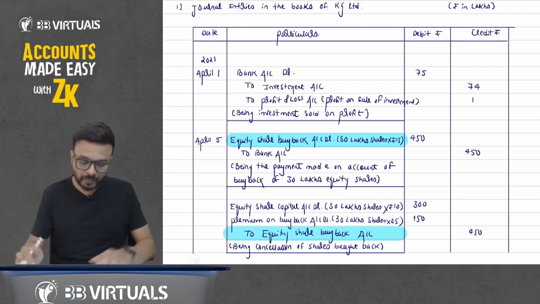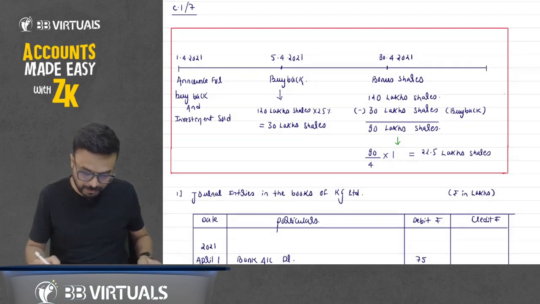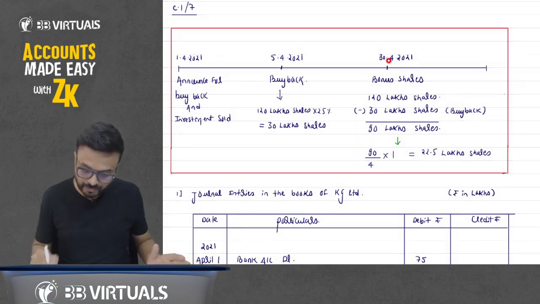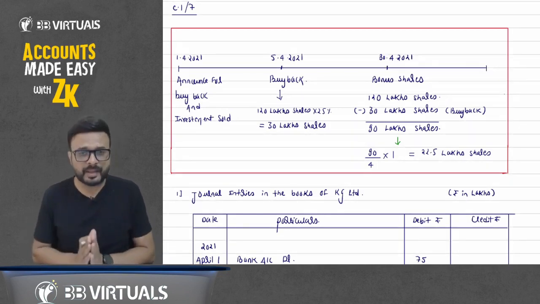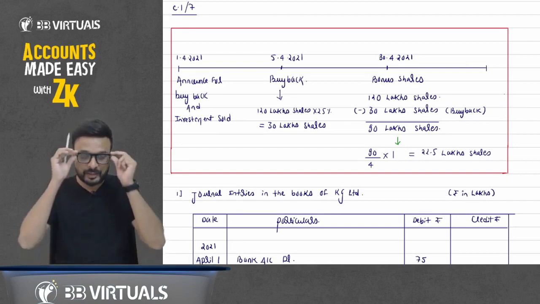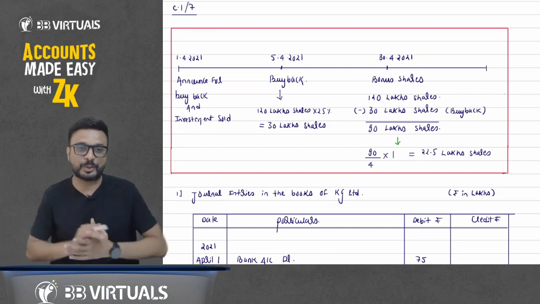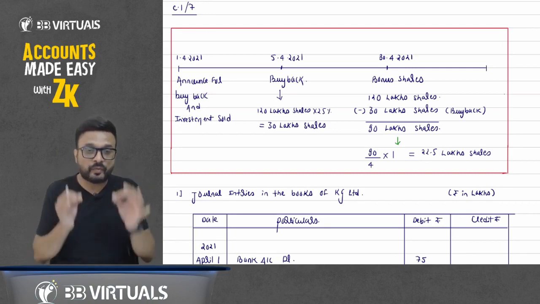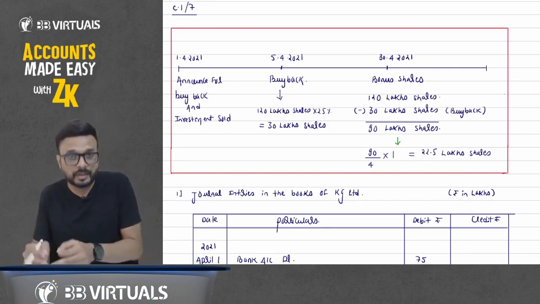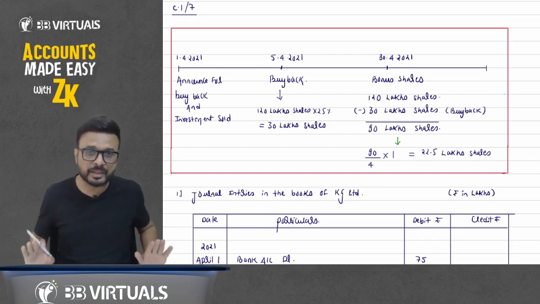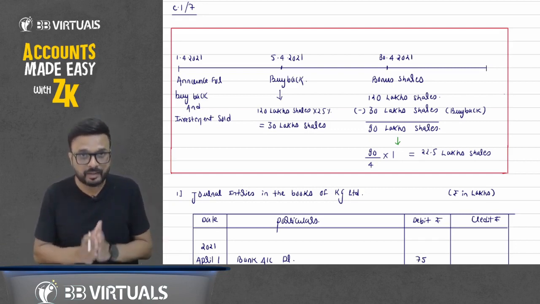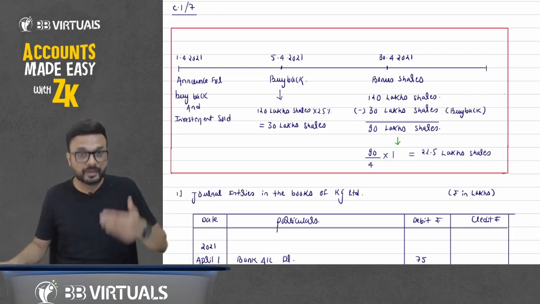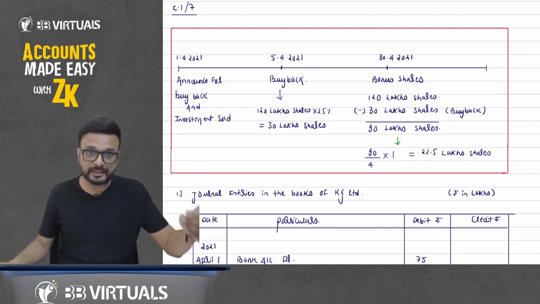Now we are here on 5th. We have repurchased it. We are in buyback. Remember one thing: before we come to 30th of April, the bonus issue, first you have to know whether this buyback is out of profit or out of fresh issue of shares. We will call it out of fresh issue of shares only when it is mentioned in the question that they have issued some shares in the market. If nothing is mentioned about the issue of shares, then we have to assume that it is out of profit only.